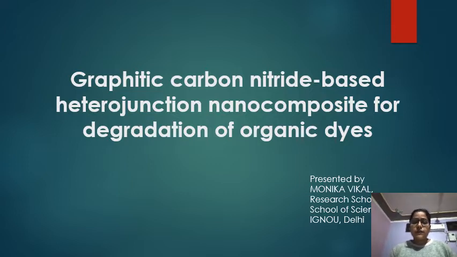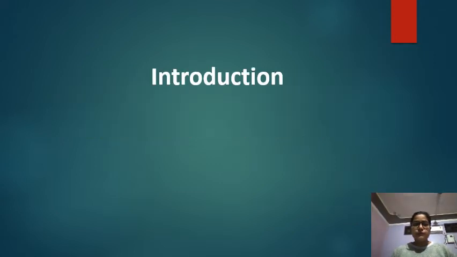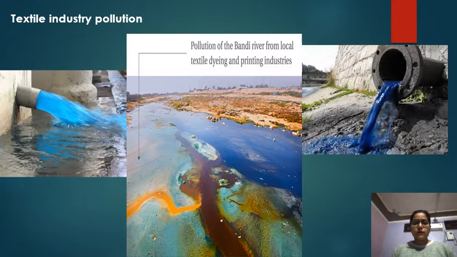The topic of my today's presentation is graphitic carbon nitride based heterojunction nanocomposites for degradation of organic dyes. As we know, dye is one of the major pollutants released by the textile industries into the rivers. The organic dyes released in the river water include rhodamine B, methylene blue, and other organic dyes also.